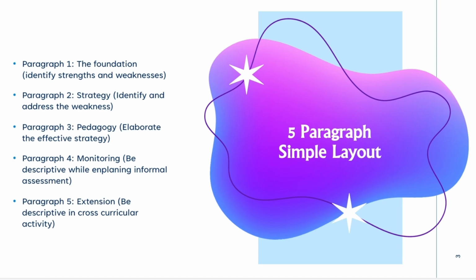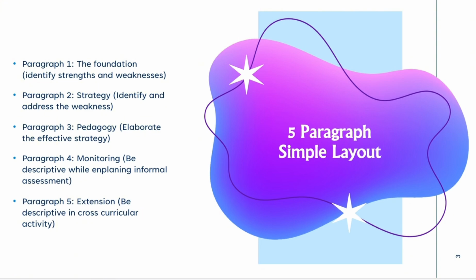Paragraph 3 would be elaborate and effective strategy. This coherence goes within the planning process. Moving on to paragraph 4, which is monitoring. This is being descriptive while explaining, sorry, that's a typo, informal assessments.